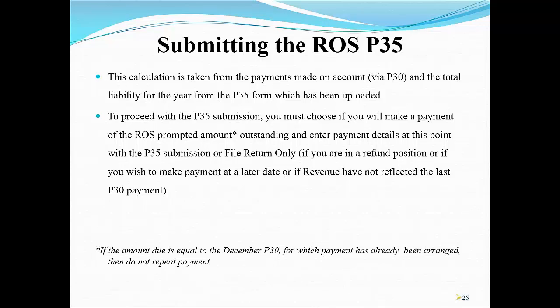To proceed with the P35 submission, you must select if you wish to make a payment of the ROS prompted amount outstanding. Now, if this amount due is equal to the December P30, then you wouldn't repeat the payment, okay? So you enter the payment details at this point, or you choose to file a return only. So if you're in a refund position, or if you wish to make payment at a later date, then you can choose to upload a return only, file a return only.